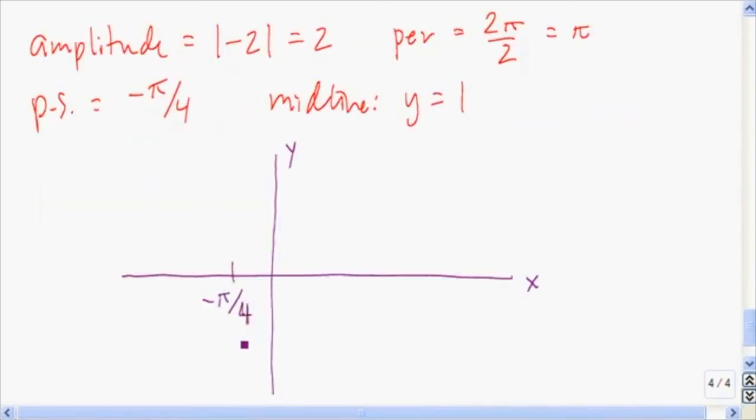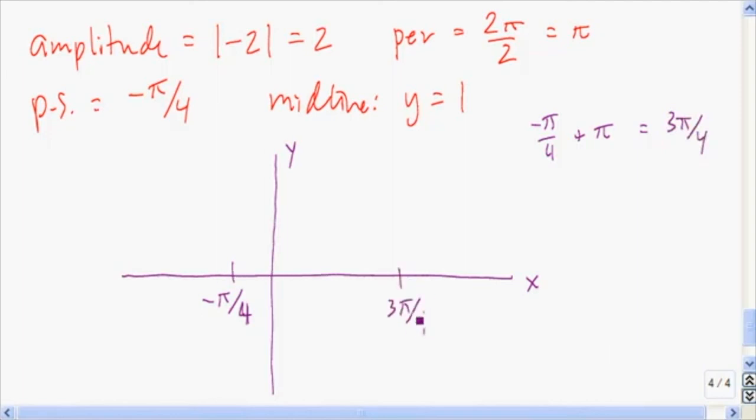All right, so we start at negative pi over 4, and then we go out the length of the period, so that means we are negative pi over 4 plus pi units away. So negative pi over 4 plus pi, that's going to be 3 pi over 4. Okay, so I know that I'm going to end over here at 3 pi over 4.